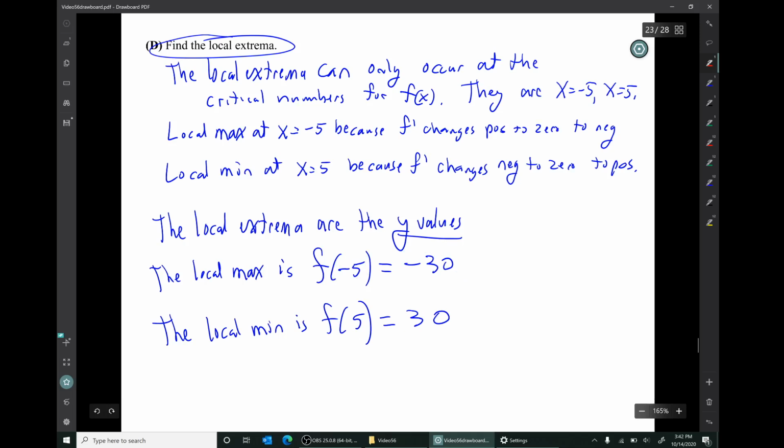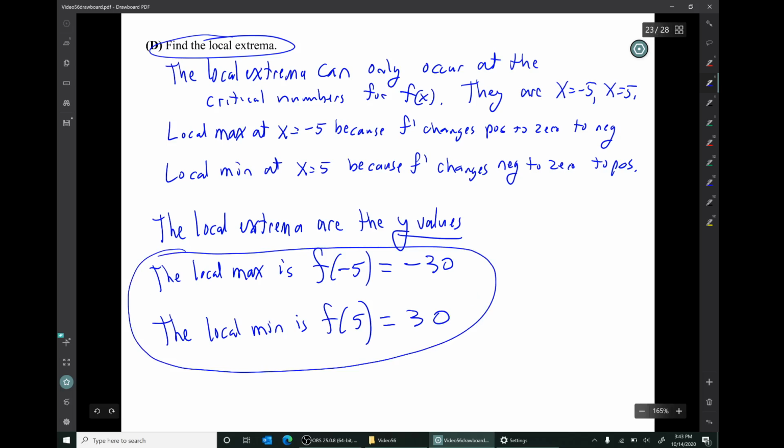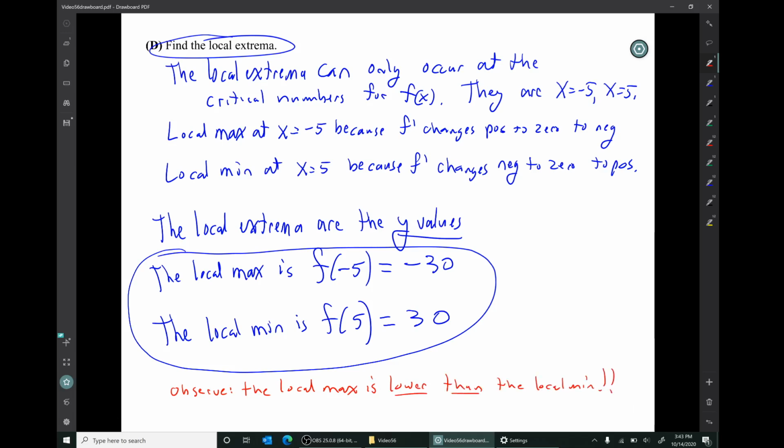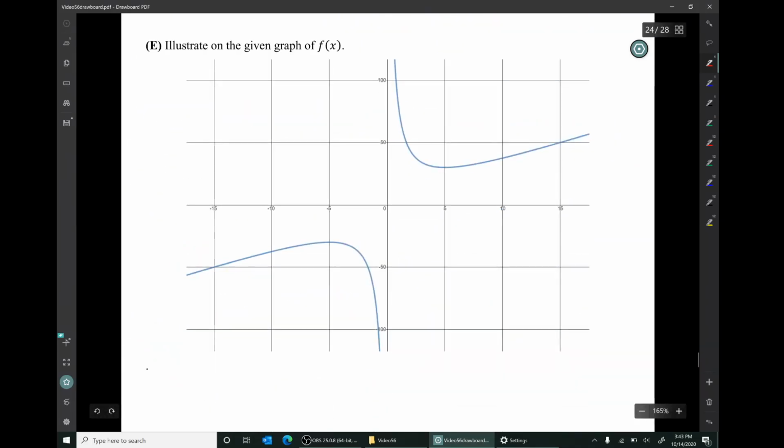Now notice there's something strange here. The local max is lower than the local min. Why can that happen? It doesn't seem right. Well, let's go on. Question E says to illustrate on the given graph of f of x. Well, you see on this given graph, we can see the local max is over here, and the local min is over here.